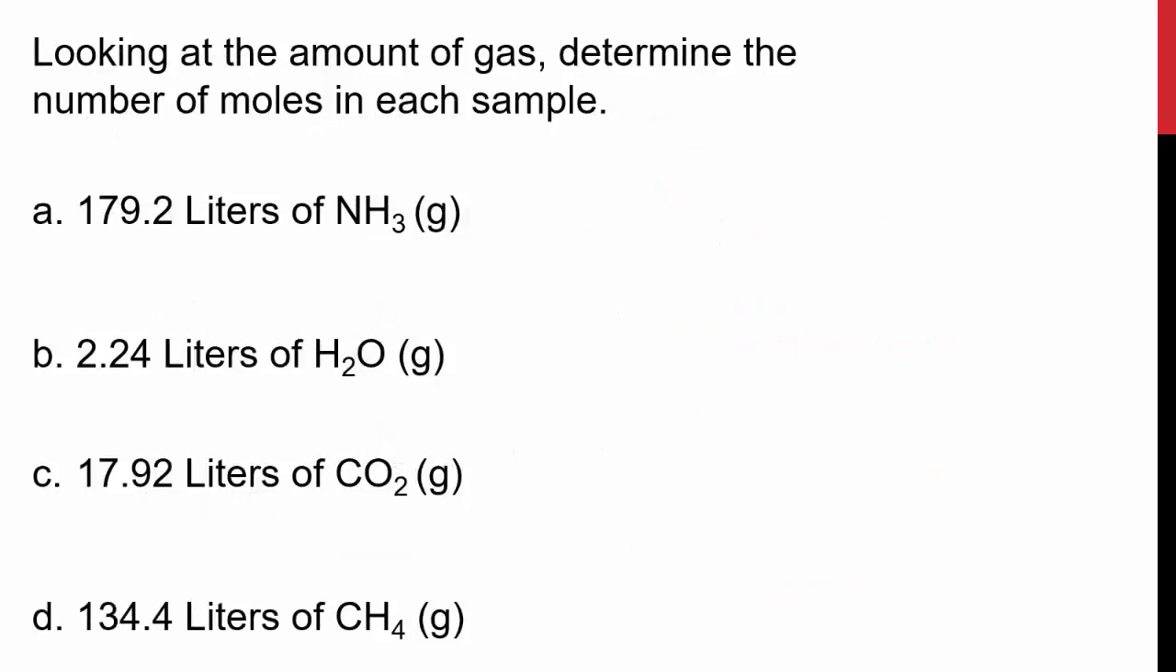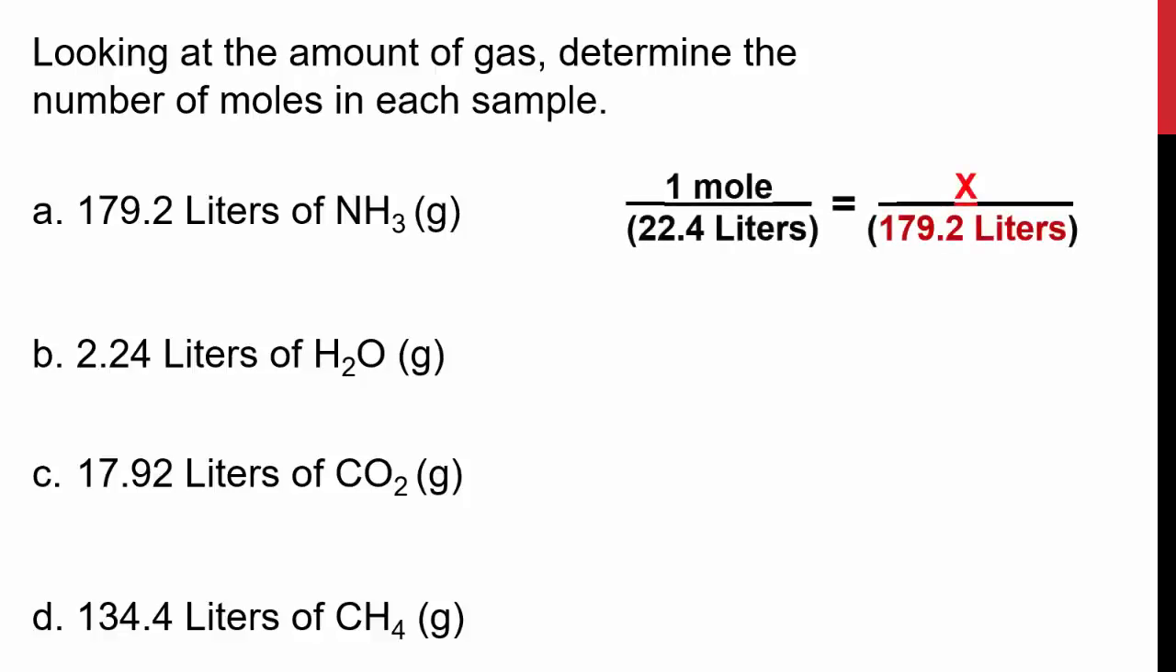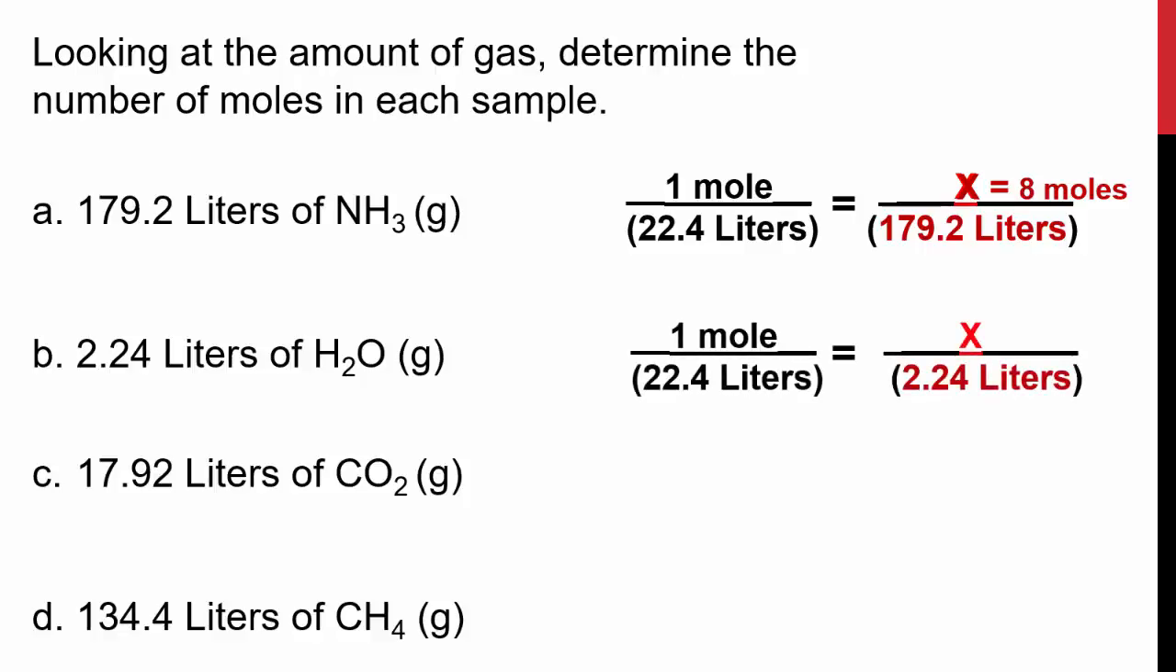So here's a scenario where we're given liters and we're asked to find moles. Remember, assume that all these gases are held at STP. So we have 179.2 liters of ammonia. We know that 1 mole is equivalent to 22.4 liters. We're going to create a proportion and find that X is equal to 8 moles. Next, we have 2.24 liters of water. So remember, 1 mole of any gas at STP is equivalent to 22.4 liters. We're going to set up a proportion with the 2.24 liters and find that X is equal to 0.1 moles.